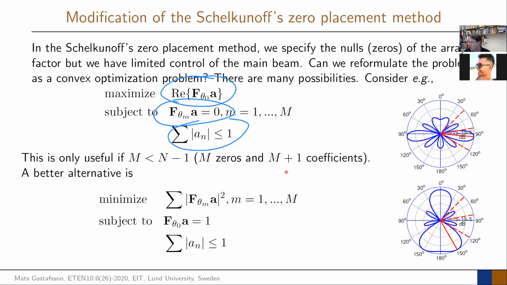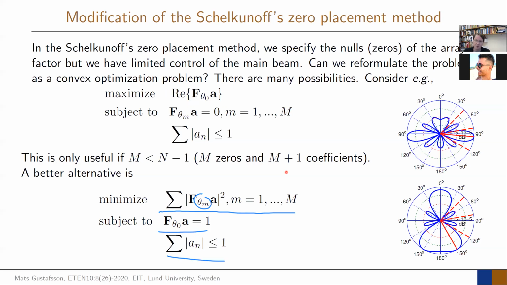A slightly better formulation of the same thing, slightly more stable, is to say don't specify that it's really 0 in all of these directions. Make it as low as possible. So you can say instead that you minimize the radiation in all of these directions. You just write up what all of these F are in these directions. You say it should be a main lobe in the theta 0 direction, and your coefficients should still be less than or equal to 1 when you sum them. And these are directly solvable problems.